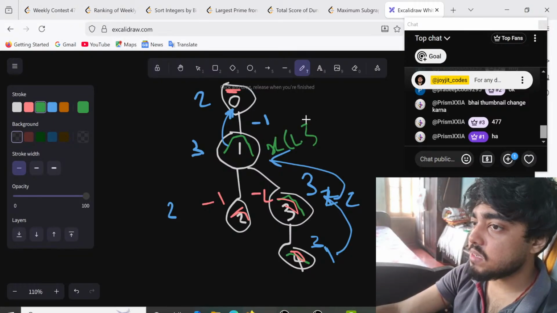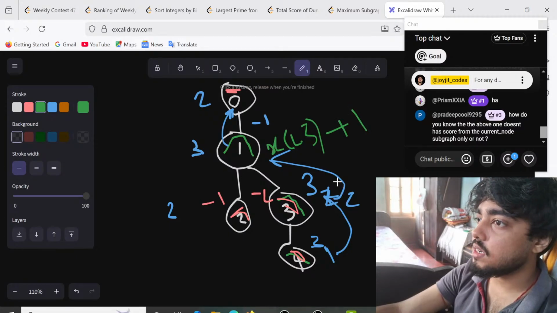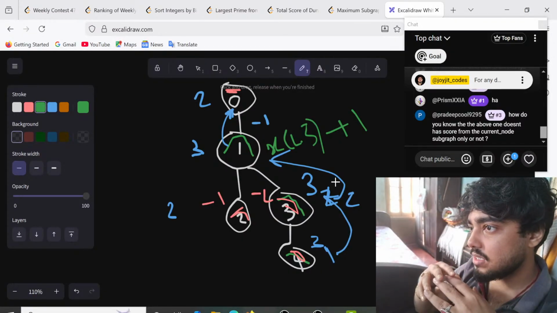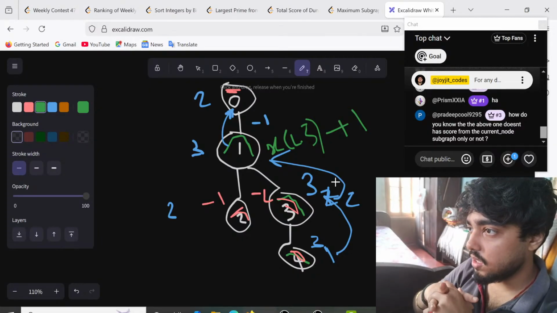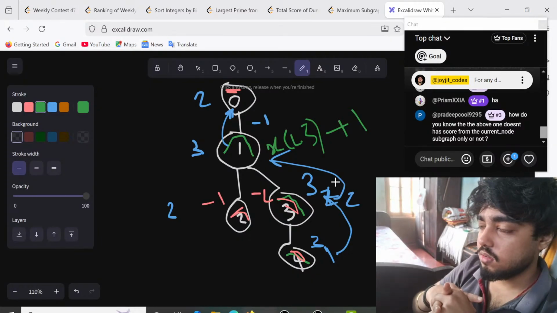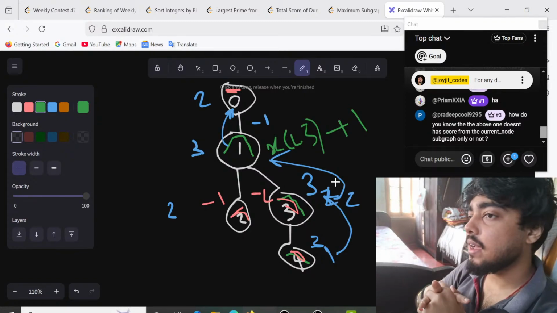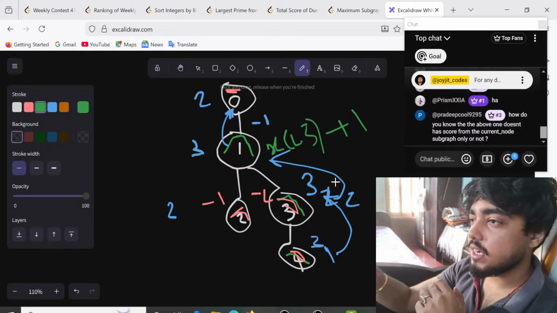But I made a mistake over here. It's not score of 2 plus. How do you know the above one doesn't have the score from the current node subgraph only or not? I'm not understanding the language a bit. But anyways, I think if I explain it to you, you'll get to understand. Otherwise, you can take the doubts at the end.